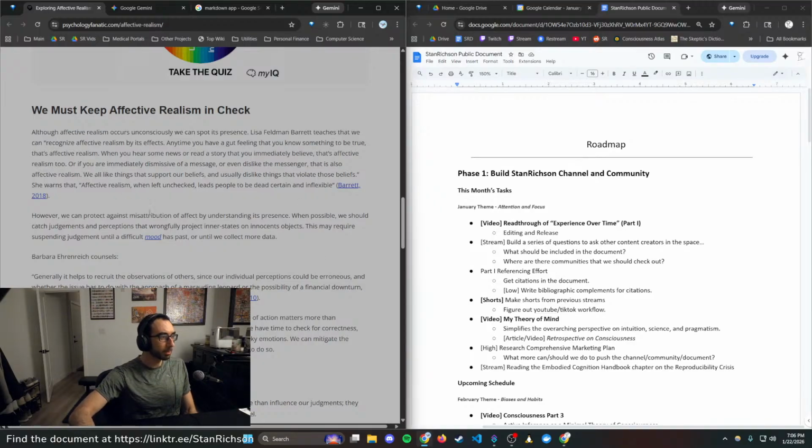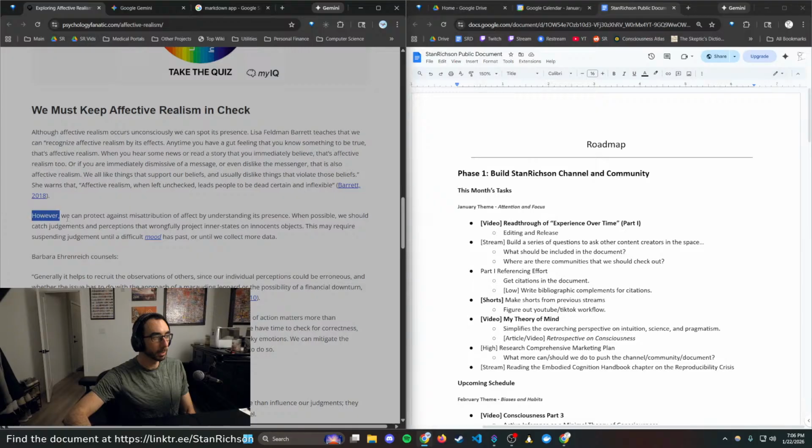However, we can protect against misattribution of affect by understanding its presence. When possible, we should catch judgments and perceptions that wrongfully project inner states on innocent objects. This may require suspending judgment until a difficult mood has passed or until we collect more data.